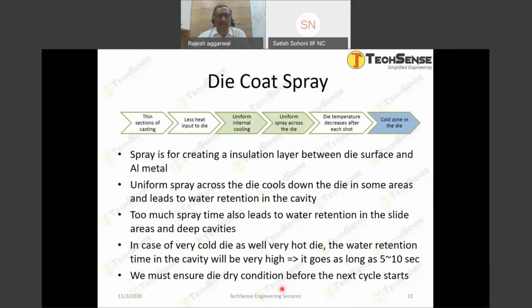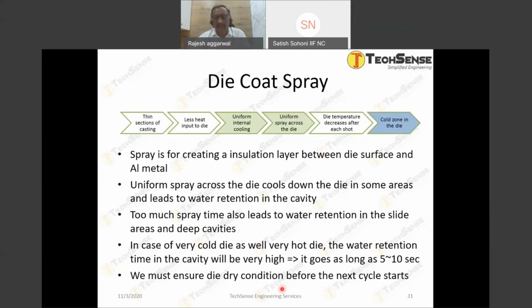And mostly it is by the die coat spray. The spray is for creating an insulation layer between the die surface and the metal. Non-uniform spray across the die cools down the die in some areas and leads to water retention in the cavity. Too much spray time also leads to water retention in the slide areas and deep cavities. In case of a very cold die as well as a very hot die, the water retention time in the cavity will be very high. It goes as long as 5 to 10 seconds.